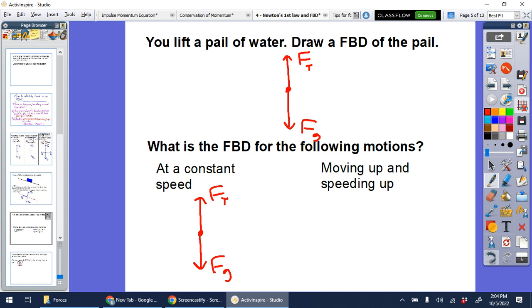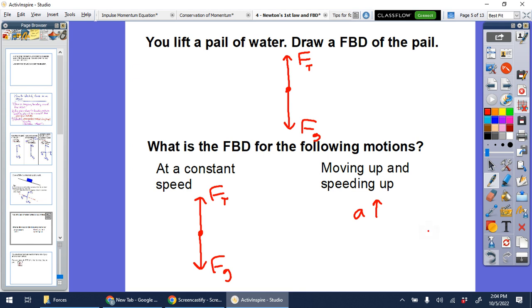Whereas for the second one, it's moving up and speeding up. You should be thinking, moving up and speeding up has an acceleration that's up. Let me pause it there, make sure you all remember that, right? Because speeding up means same direction. Well, what does that mean about the FBD? That means the FBD has to be unbalanced, right? Unbalanced in which direction? Up.